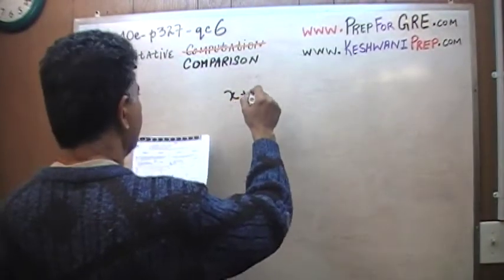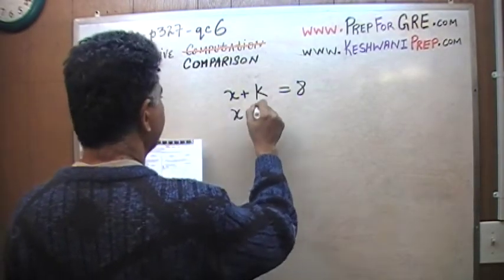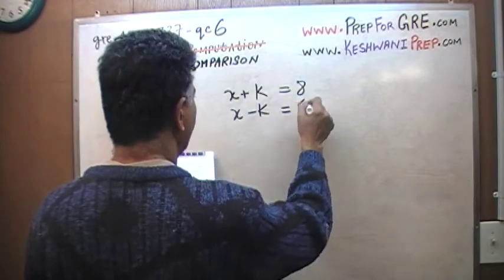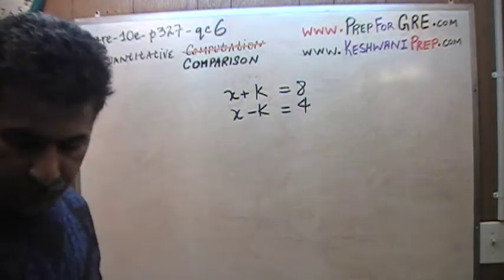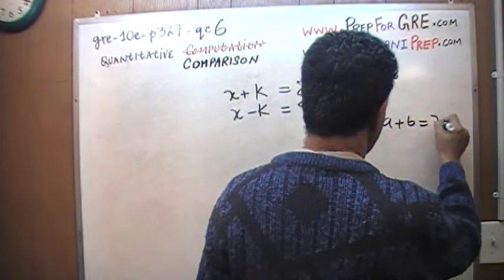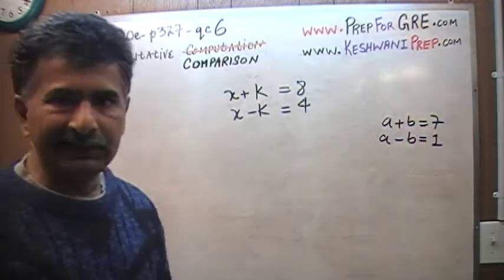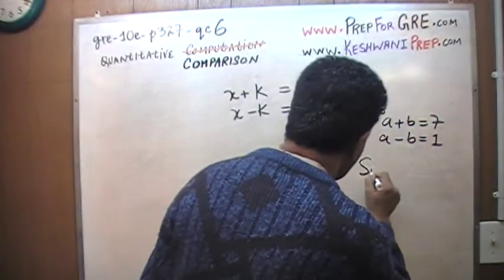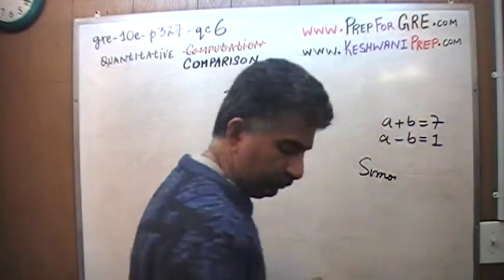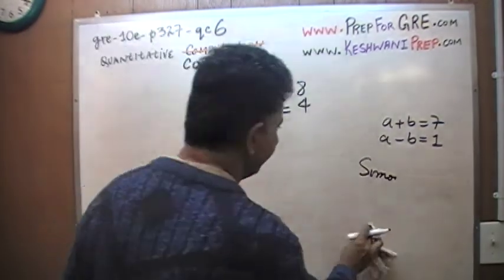x plus k equals 8 and x minus k equals 4. When you have equations like this, for example, if you're told that a plus b equals 7 and a minus b equals 1, these are called simultaneous equations.